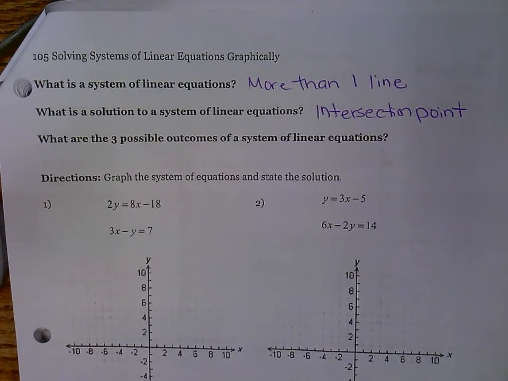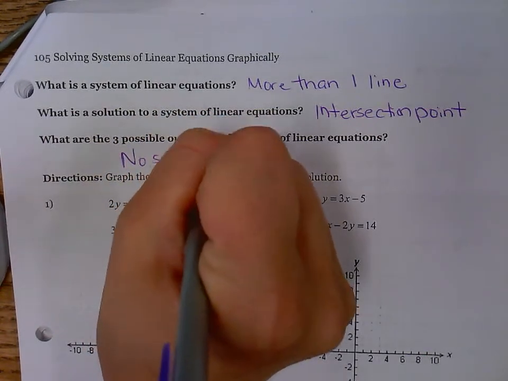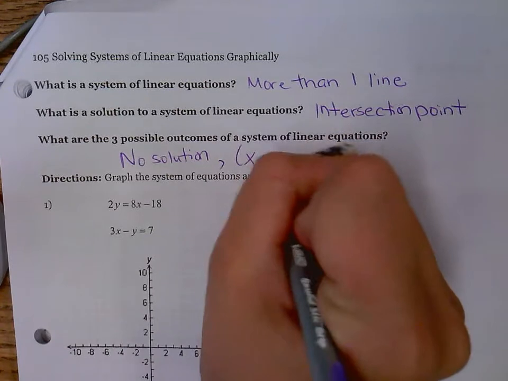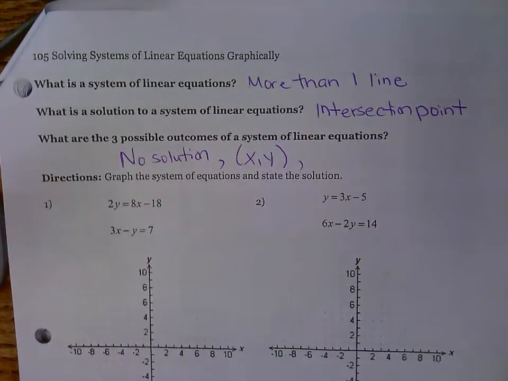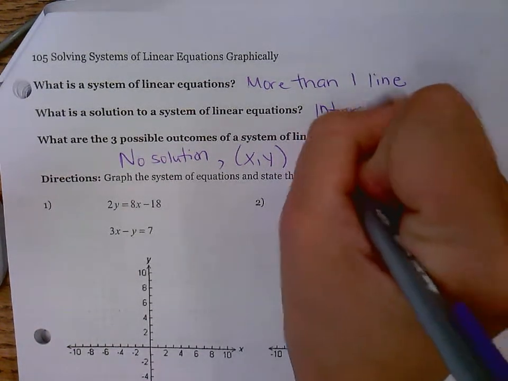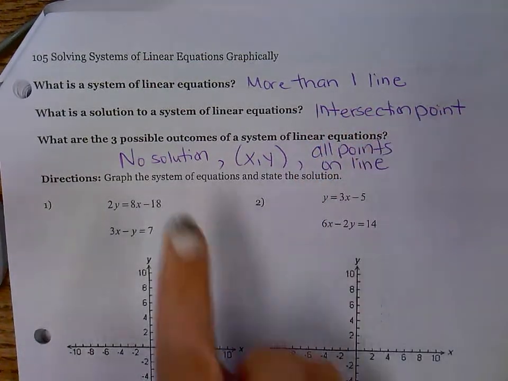No solution. I might find no solution if there's parallel lines. What else could happen? I might find the intersection point, x comma y. And what's the third thing that might happen? Infinite, sure, many solutions. So all the points on the line. So I'm looking for one of these three solutions.